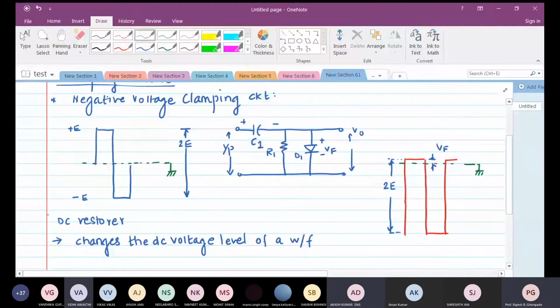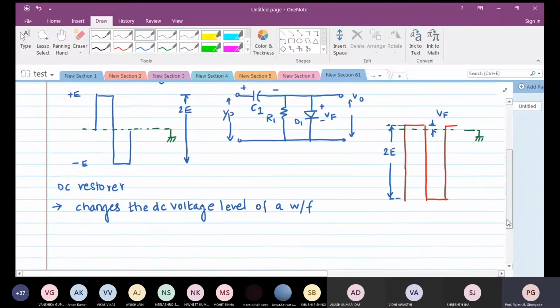Yes, sir. So the 2E is complete now, sir, including the VF value also? See, obviously, output cannot be different. If it would have been that much, then the total peak-to-peak output would have been 2E plus VF. How can it be more than input? It cannot be. So it is including VF also. It is the peak-to-peak value. Please remember this. Okay. Let us see how this works.